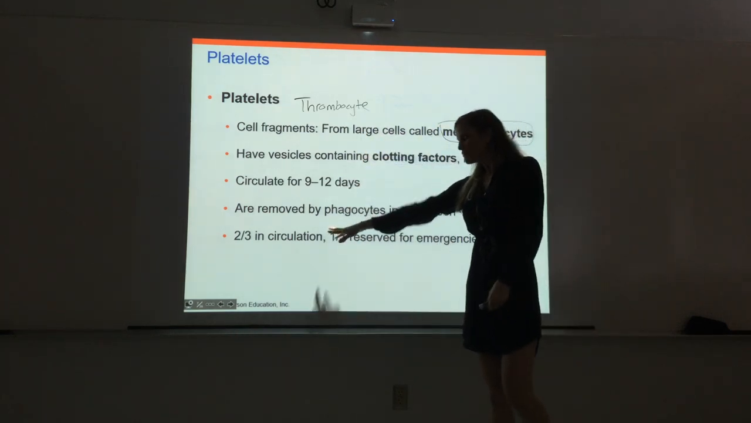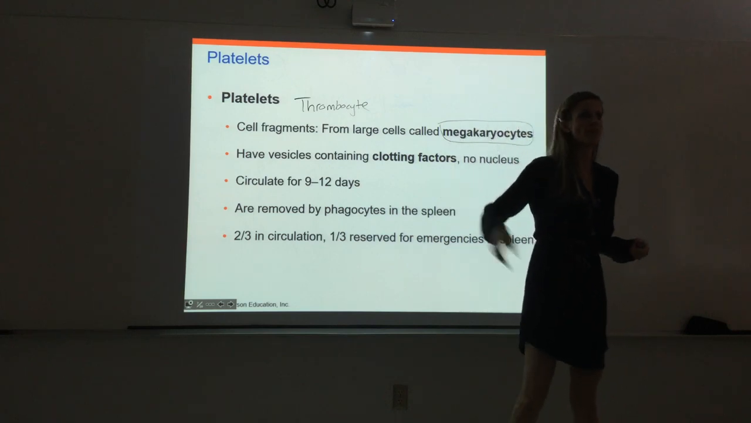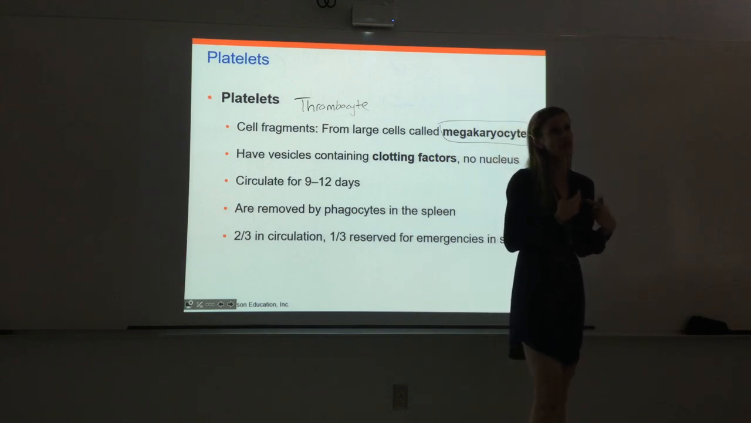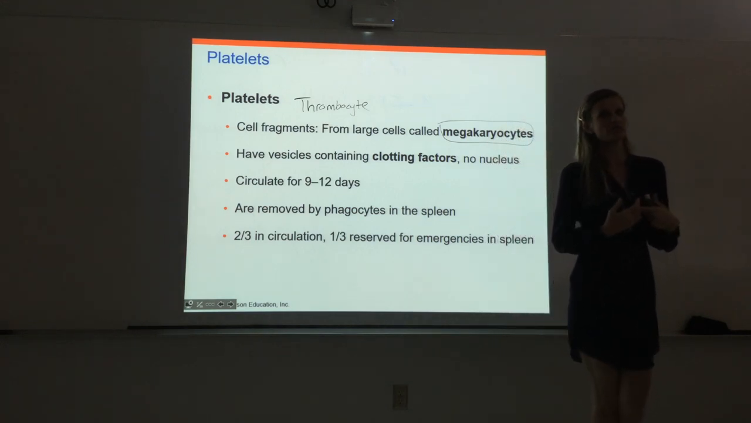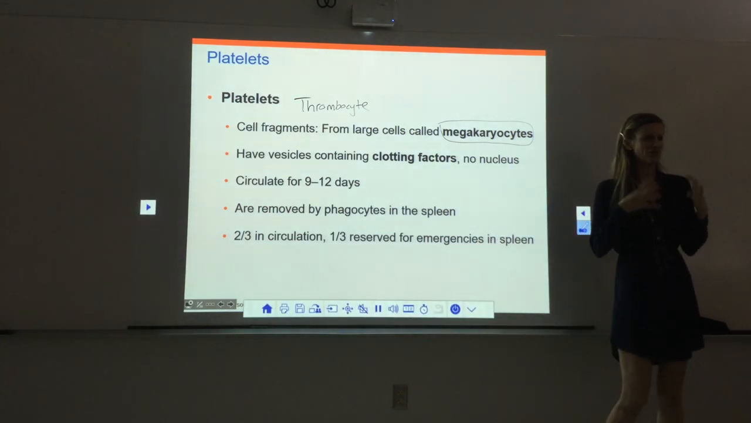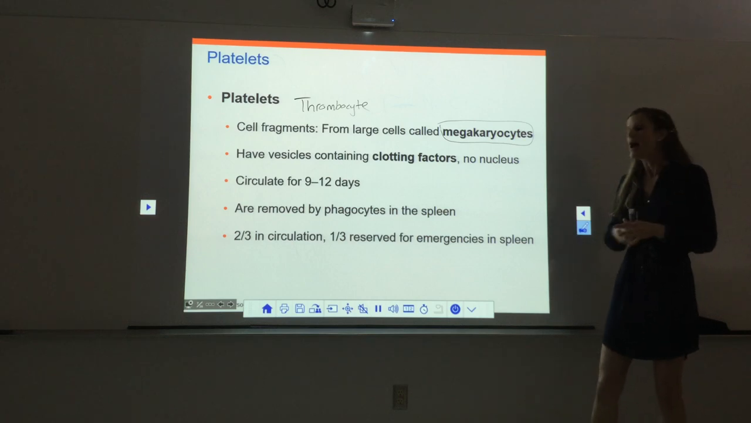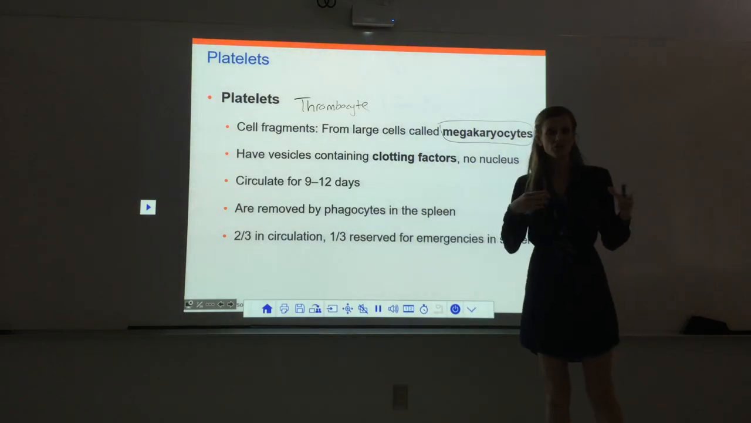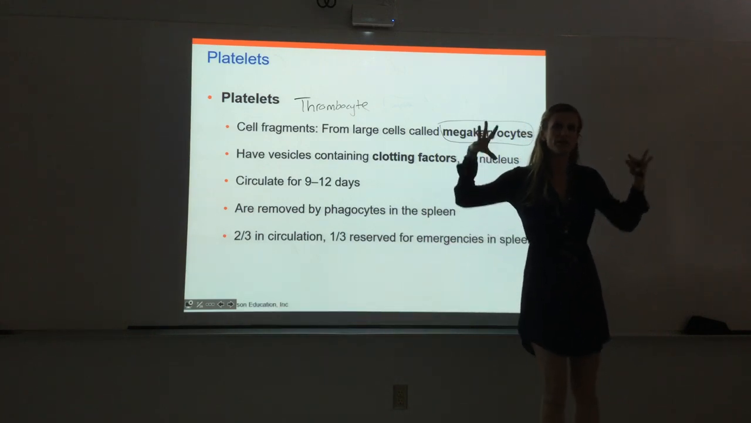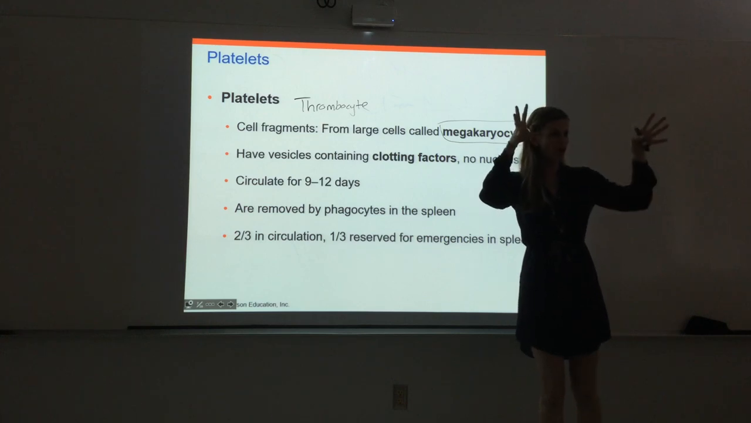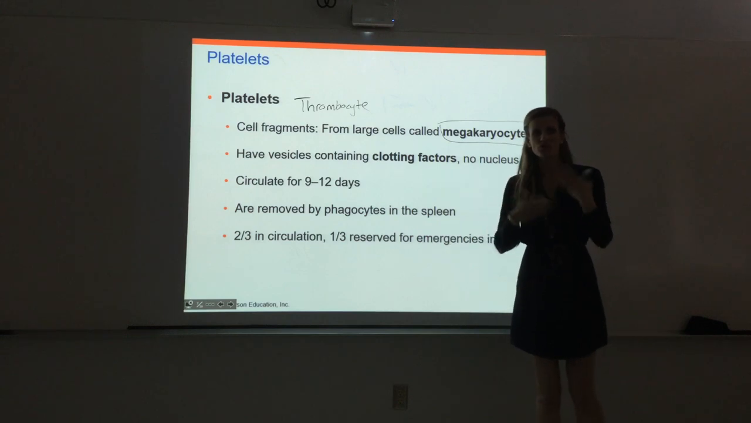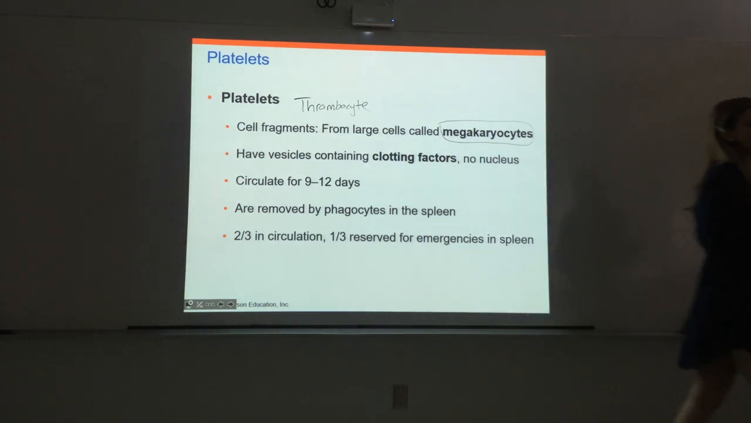When we look at platelets, only about 2/3 are roaming around the body in general circulation at any given time. We reserve about 1/3 of your platelets for emergency situations. And again, that's normally in really bloody organs, specifically in the spleen, which is a very, very vascular organ. If there's some sort of a hemorrhage or bleeding emergency, we'll mobilize those platelets. The vessels constrict, and those platelets will be mobilized, they'll travel out to the site where they're needed in order to clot and relieve that hemorrhage.